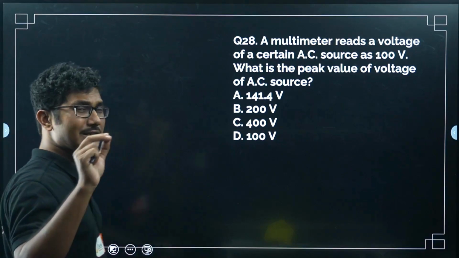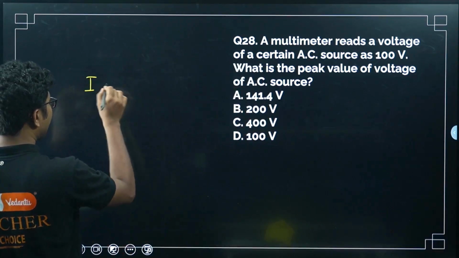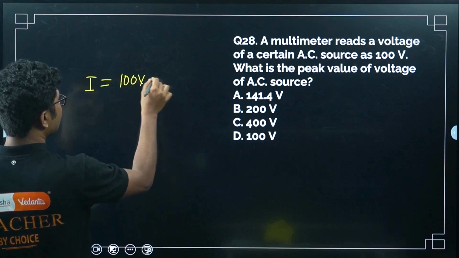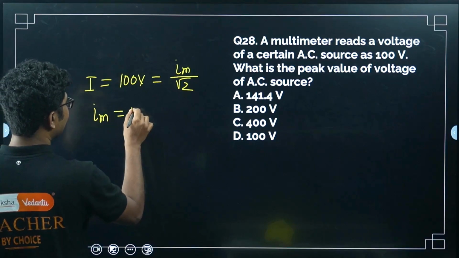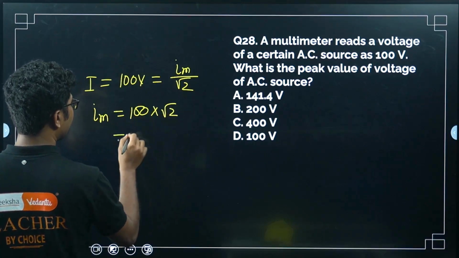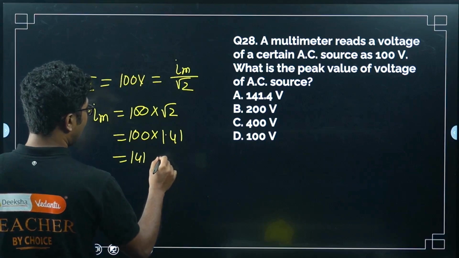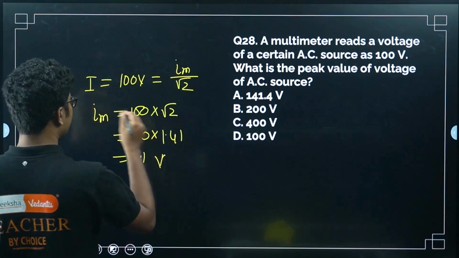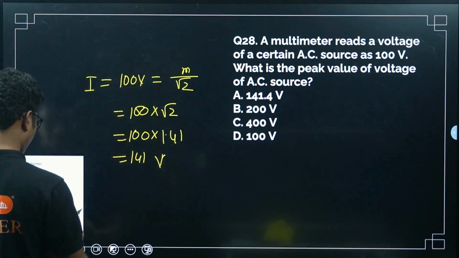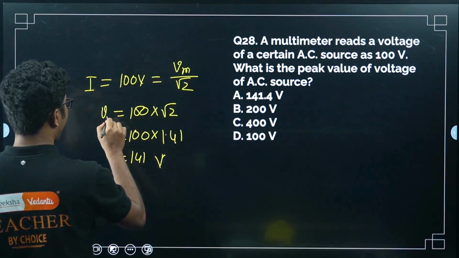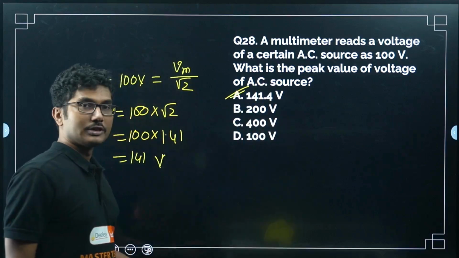Now multimeter, whatever device you use, voltmeter, multimeter, ammeter, they always measure the RMS value. So Vrms is 100 volt. This is nothing but the peak value divided by root 2. So the peak value is 100 times root 2. Now root 2 is 1.41, that is 141. Sorry, I have used the wrong symbol. This will be Vm. So it will be 141 volt, 141.4 volts. So this is the correct answer.